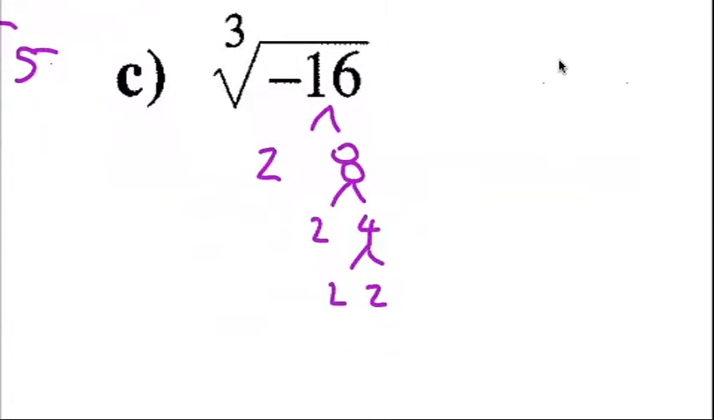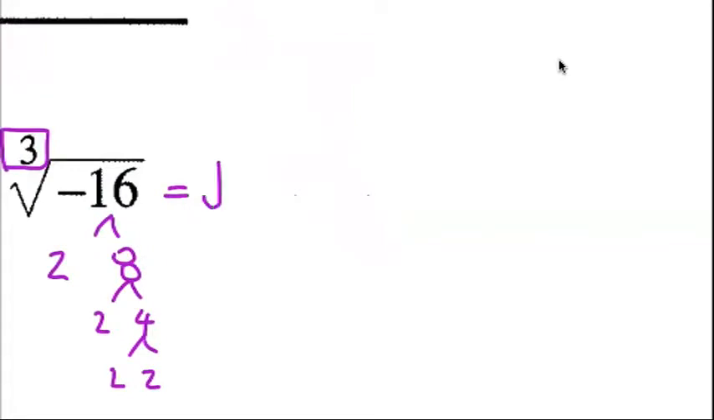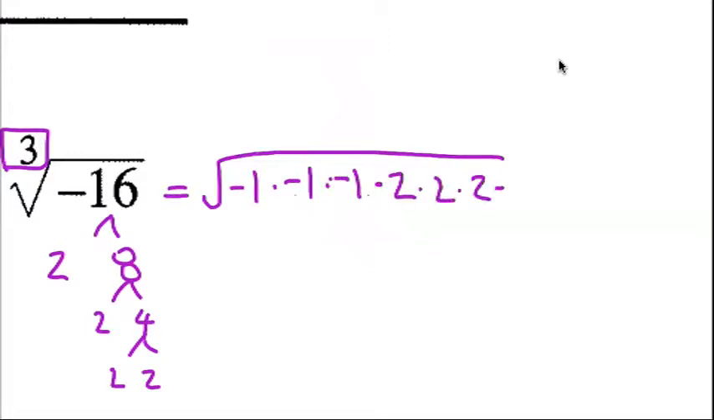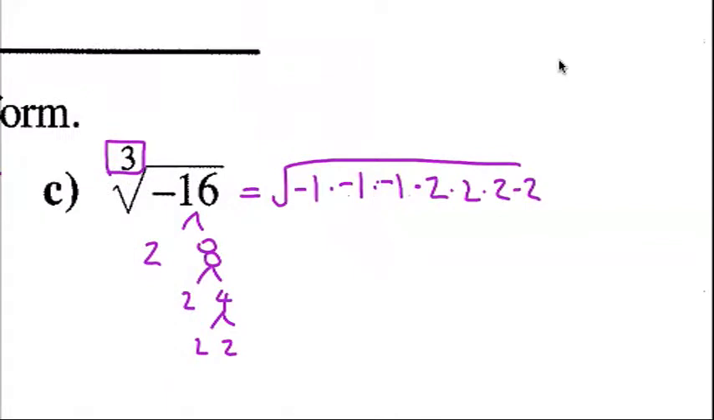Now, how do I deal with the negative? I look at this and I say, well, that's a cube. So I'm going to have 3 negative 1s. Negative 1 times negative 1 times negative 1 times my 4 2s. Then I don't have to worry about my 2s or my other numbers other than 1 being negative. So there's a group of 3. My negative 1 can come out.